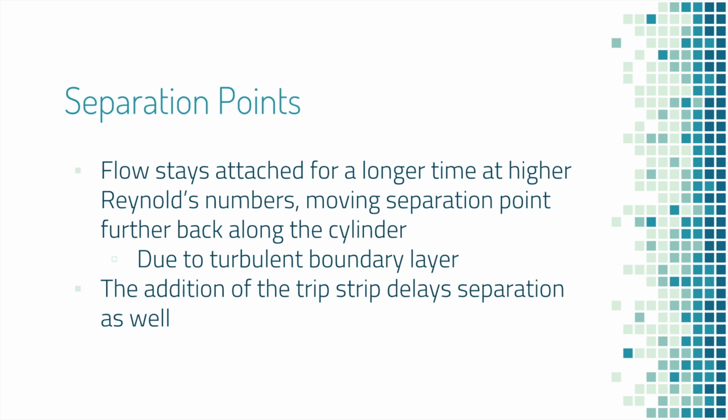When observing the flow visualization data we collected, it was seen that when a higher Reynolds number or higher flow velocity was achieved, the flow in turn stays attached for a longer time and separates at a later point along the cylinder. In addition, when the trip strip is added to the cylinder, it is observed that the separation points are delayed, and this is expected because the turbulence that the trip strip introduces re-energizes the boundary layer, which in turn causes the flow to be capable of staying attached longer.